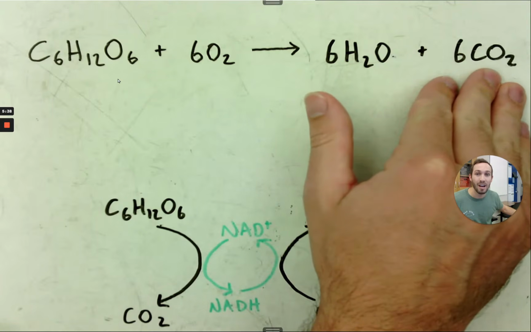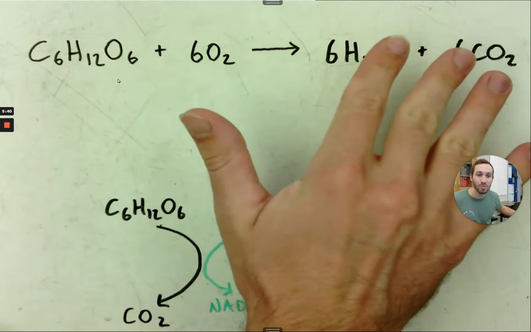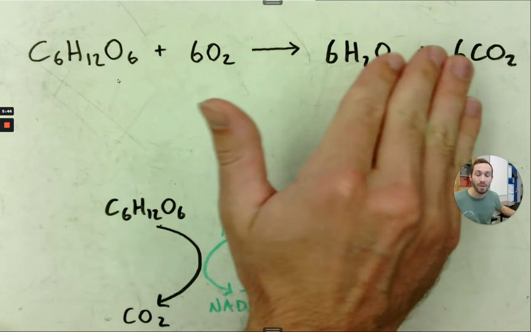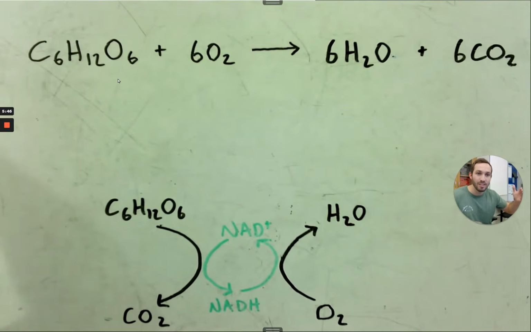This is an exergonic reaction. It releases free energy. This is something the universe wants to happen. And that release of free energy, in cell respiration, we're going to take that free energy and apply it towards making some ATP. And that's what's going to be happening here.